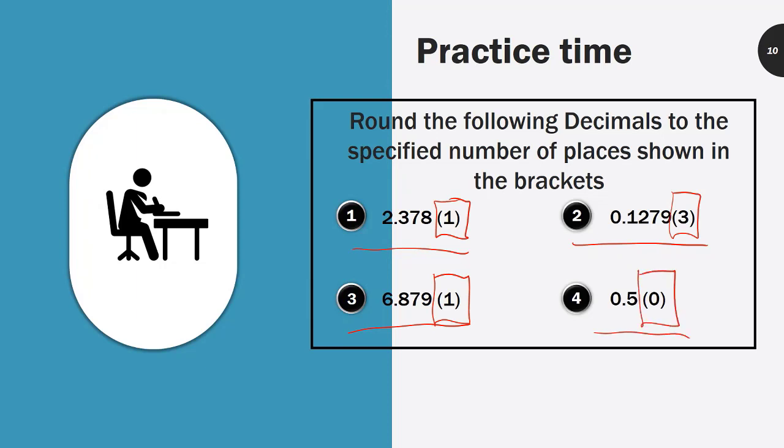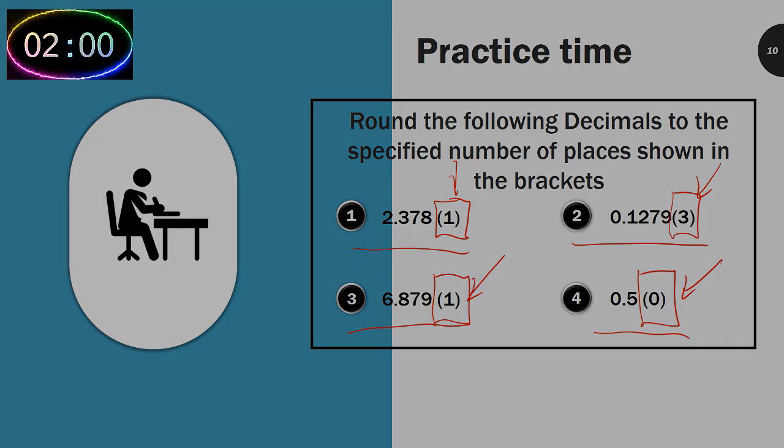So I want you to have a go at those now, rounding them to this number of decimal places, which is shown in the brackets. Okay, have a go at those now. I'm going to give you maybe, let's say 2 minutes again to get through these, so 30 seconds each on each question, and then we'll go through the answers.